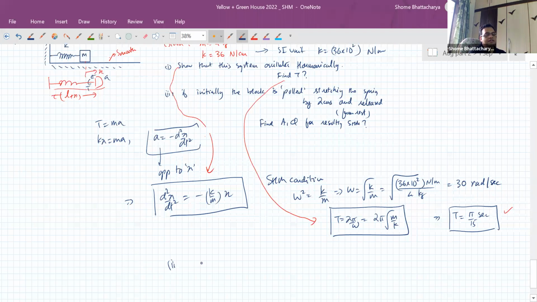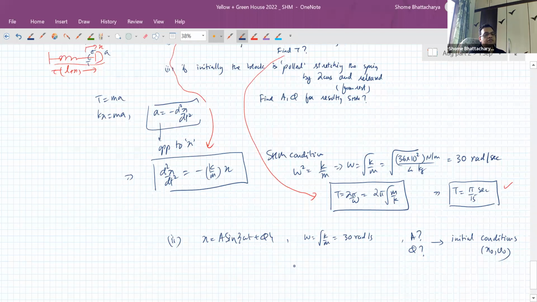Now we come to the second part. We understand that x is equal to a sine omega t plus phi, where so far what we have got is omega is root k by m, which is 30 radians per second. But we still need to find out the amplitude and the phase constant. Remember, this always comes from initial conditions, that is the initial position and the initial velocity. So we have to follow the instruction given in the question that initially the spring was stretched by 2 centimeters, so x naught was plus 2 centimeters, and the block was released from rest.